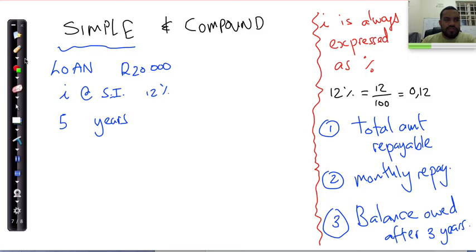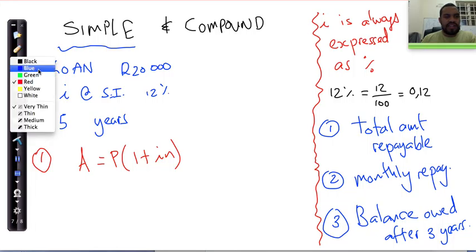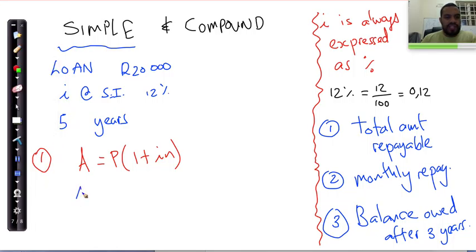Okay, so let's start with the first question. The first question is going to read, what is the total amount repayable? Firstly, we need to identify that this is being offered in simple interest. So let's start with that. It is going to be A equals P(1 + i × n). Now let's insert each of those and then give us a calculation on that. What is the final amount repayable? That's going to be A. What is the initial amount that we took out as a loan? That is going to be 20,000.